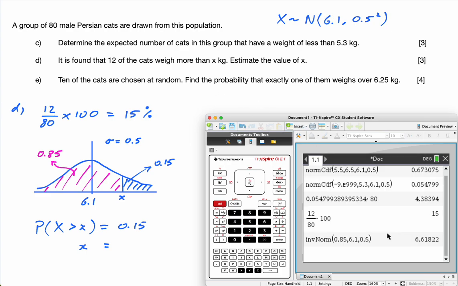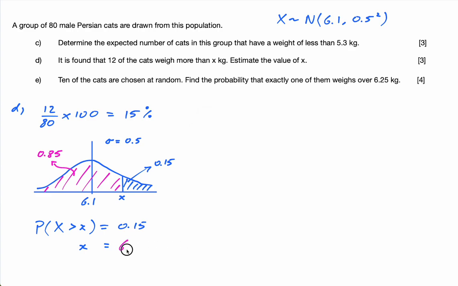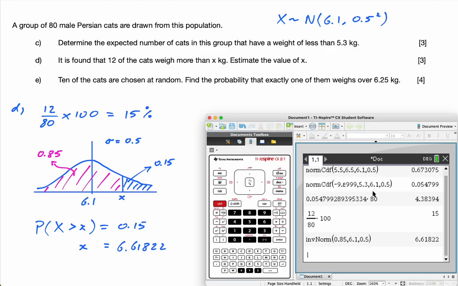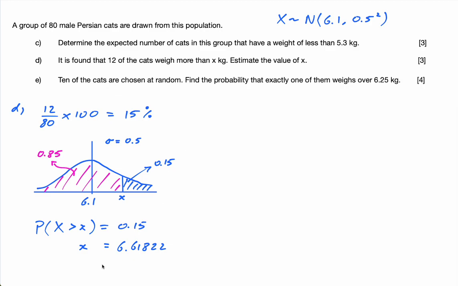Press enter, and we get 6.61822, or 6.62. Okay, that's the estimated value of x.